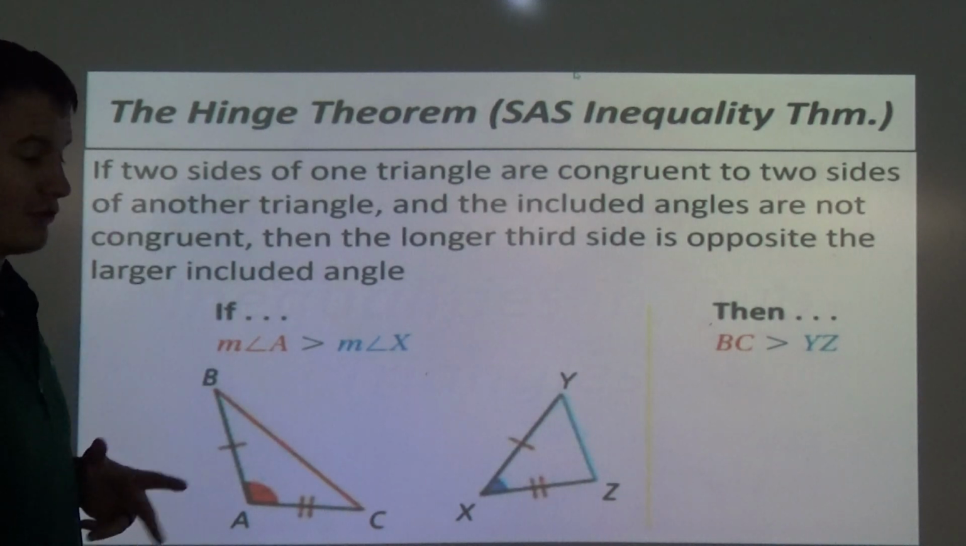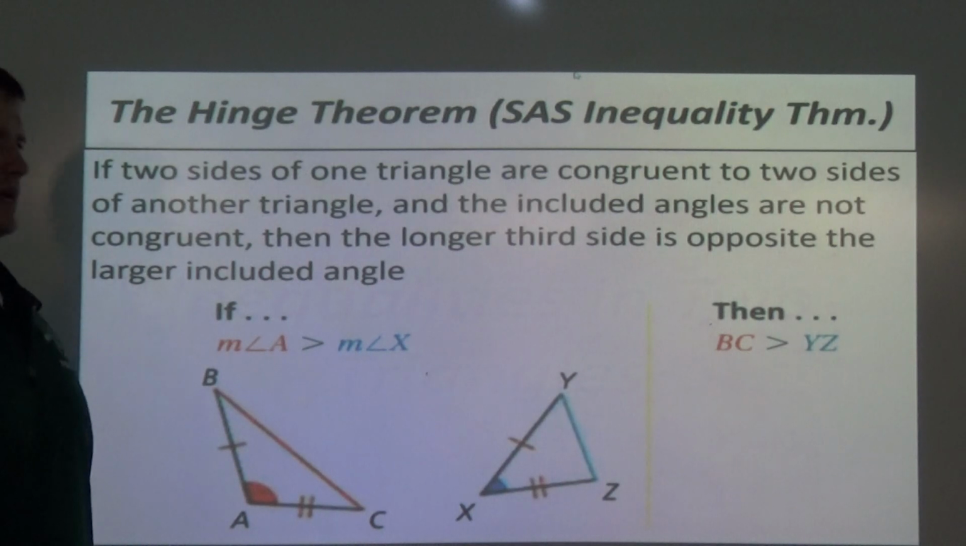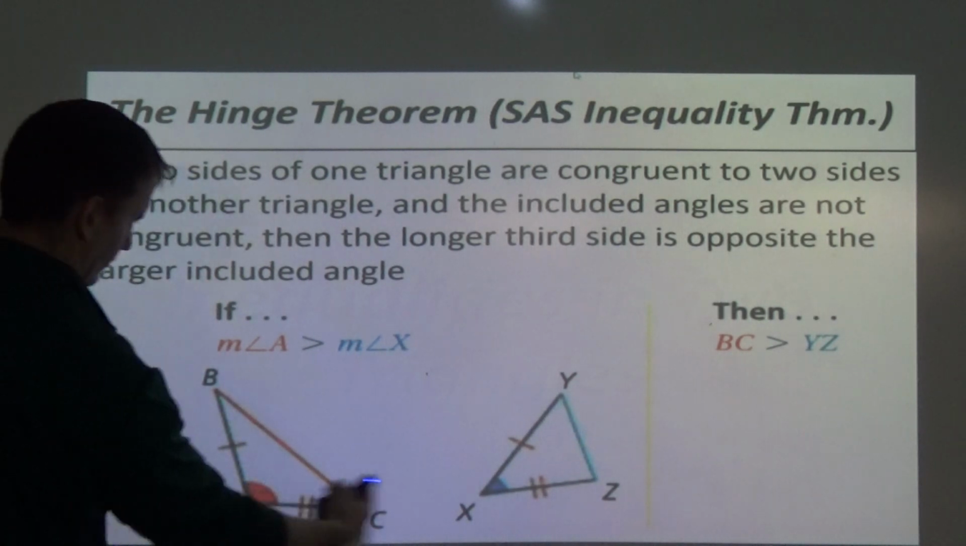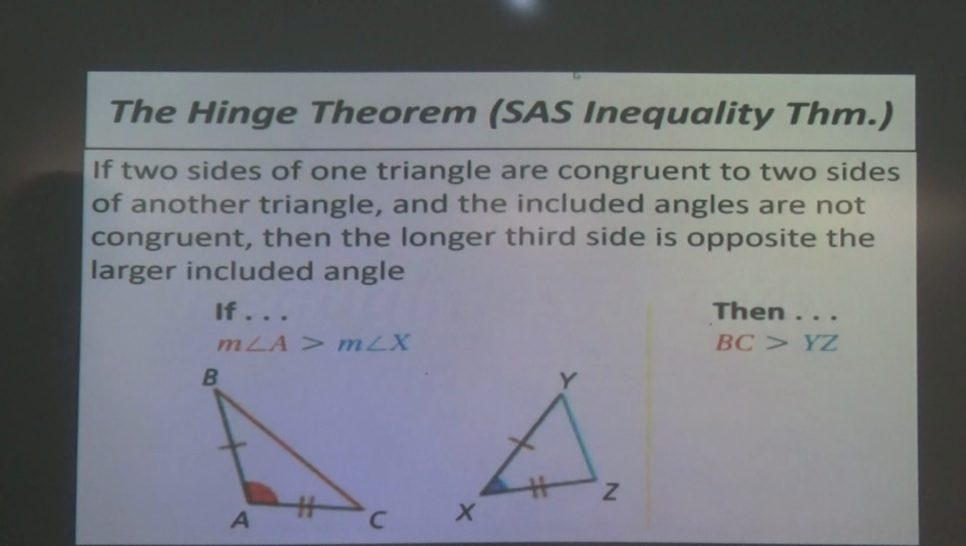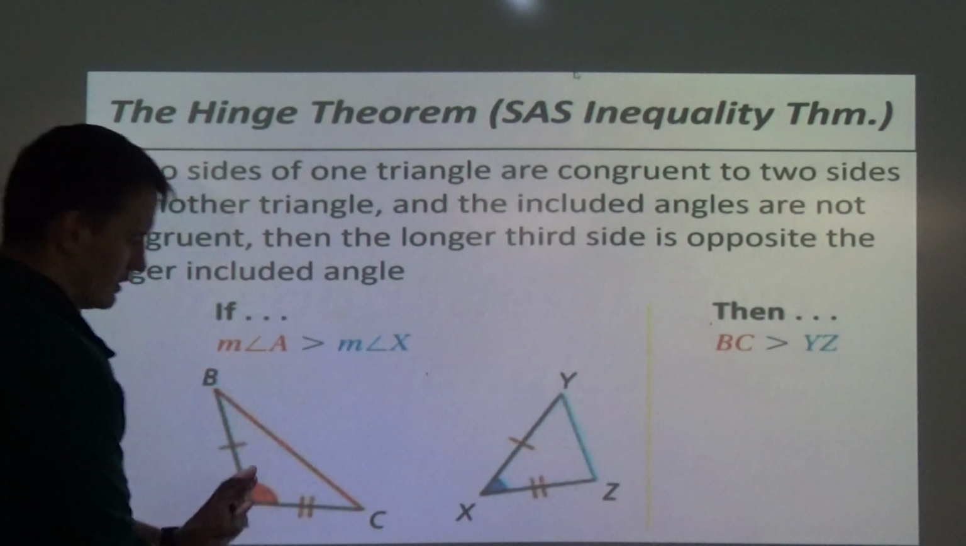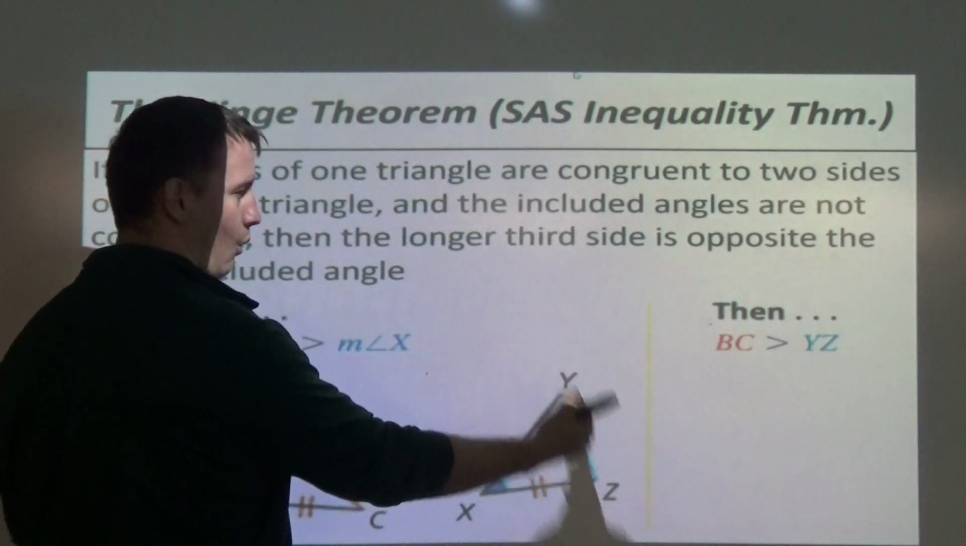Alright, the hinge theorem. Okay? I'm going to read you the fancy definition and try to explain it to you guys in some ways that make sense. If 2 sides of one triangle are congruent to 2 sides of another triangle, and the included angles are not congruent, then the longer third side is opposite the larger included angle. So what they're saying is, hey, this angle is bigger. The sides are the same. So this side BC is going to be larger than YZ.